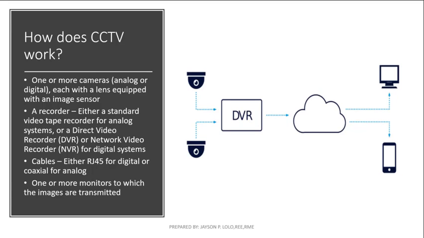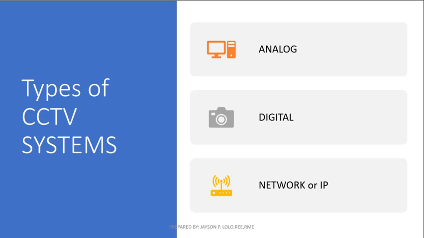Remember, these images are transmitted to the recorder or tape either wirelessly or by cable. Recorders may use analytical software and other smart technologies to scan the data and send automated alerts to either humans or other systems and devices. So, types of CCTV systems. We already mentioned the analog, the digital, and the last is the network or IP.